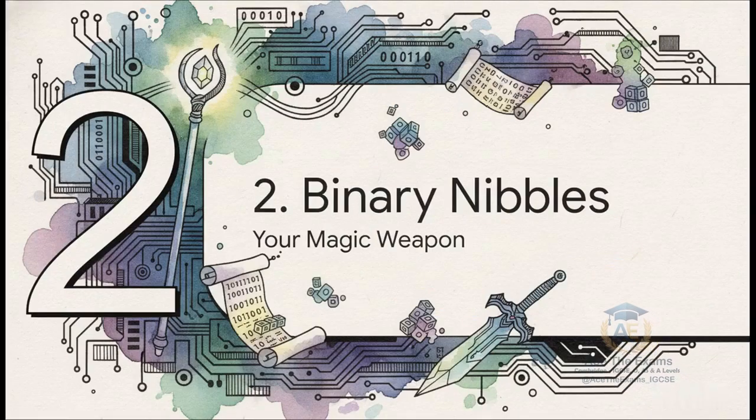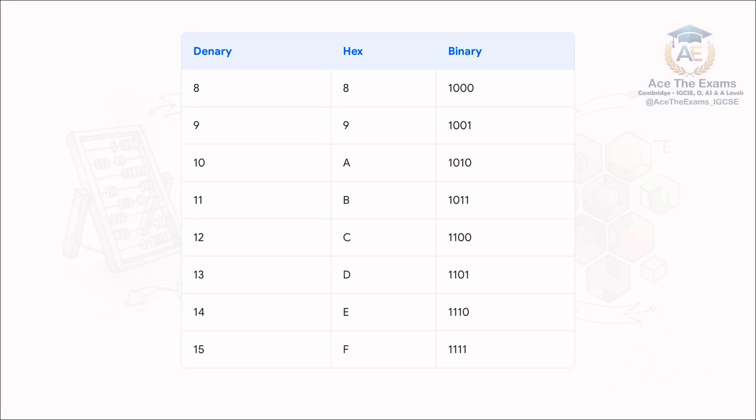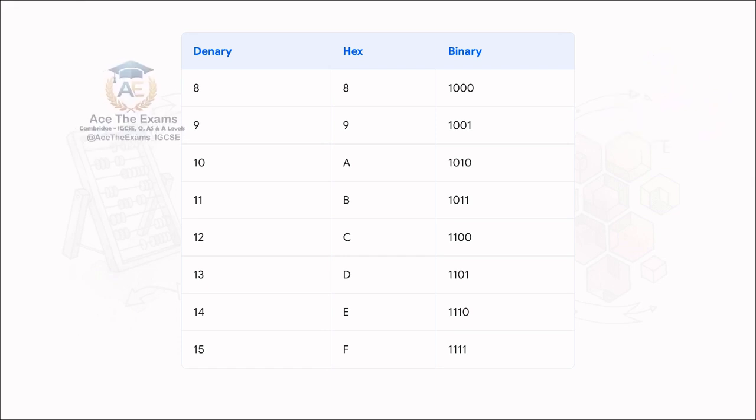So let's talk about Section 2, the binary nibble framework, which is basically your magic weapon. Check out how perfectly these systems align. You've got denary 0 through 15, hexadecimal 0 through F, and their binary code equivalents from 0000 all the way to 1111. Do you notice how the first 16 digits map perfectly across all three systems? It's so clean. This table isn't just reference data, it forms your ultimate cheat sheet for the entire 0478 syllabus. Seriously, once you know this sequence, the whole shebang just falls right into place.